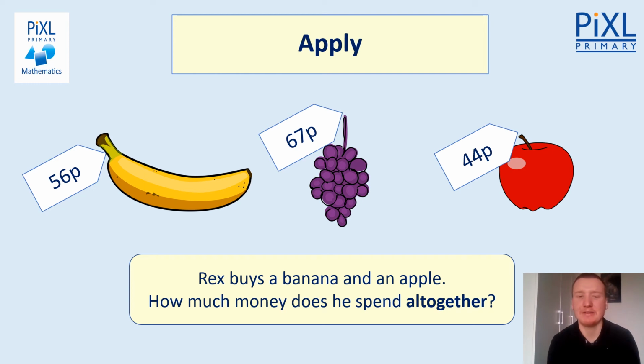Ooh, time to apply now. So if we went into a shop and we wanted to buy our fruit because we are nice and healthy, Rex buys a banana and an apple. How much does he spend altogether? So first of all, we can cancel off the grapes because Rex is not buying any grapes. So what I want you to do is, using coins in front of you, make 56p and 44p. But if you don't have the coins in front of you, use column addition to help you work this one out. So pause the video and work it out. How much is the banana and apple together?